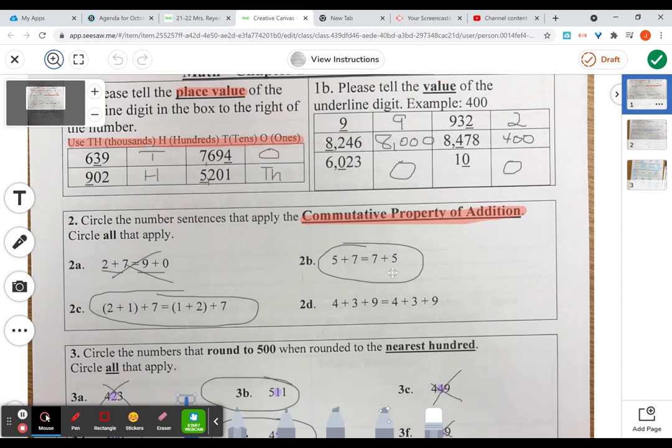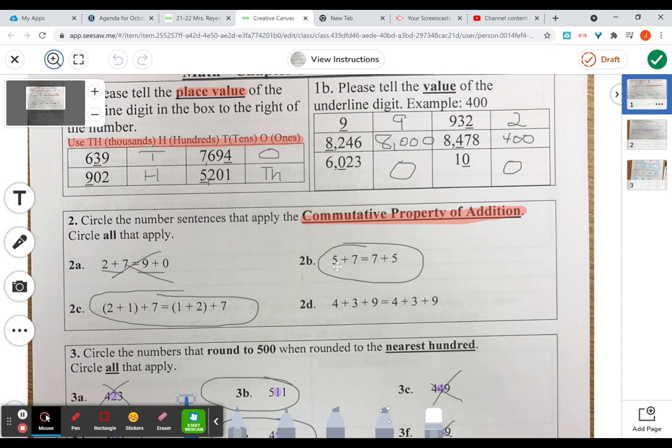Remember, the commutative property states that the numbers are actually going to be switched or moved around in some way. So you're looking for an equation, and both sides of the equation are going to have the same numbers, but at least 2 of the numbers have switched around. So for A, I've got 2 plus 7 equals 9 plus 0. This is not the commutative property. They're not the same numbers.